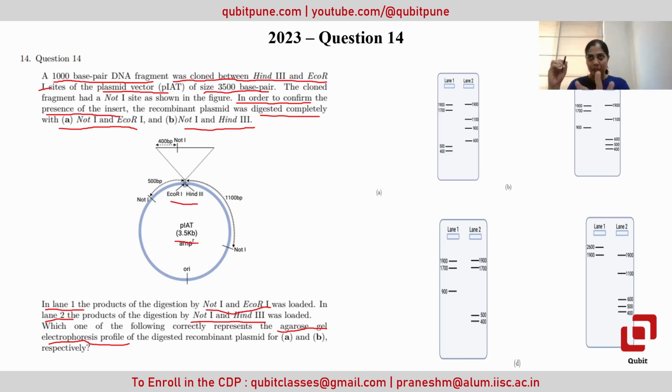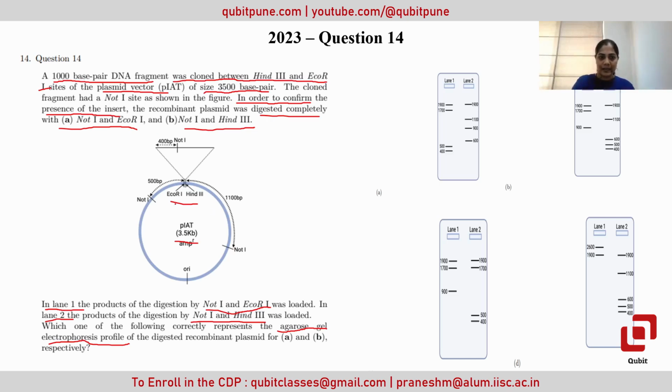So what are the conditions they have discussed here? They have given two types of digestion. One is NotI and EcoRI, and the second set is on the plasmid, which means two types of digestions will be done. So it's not a combined digestion, which is the thing you should understand.